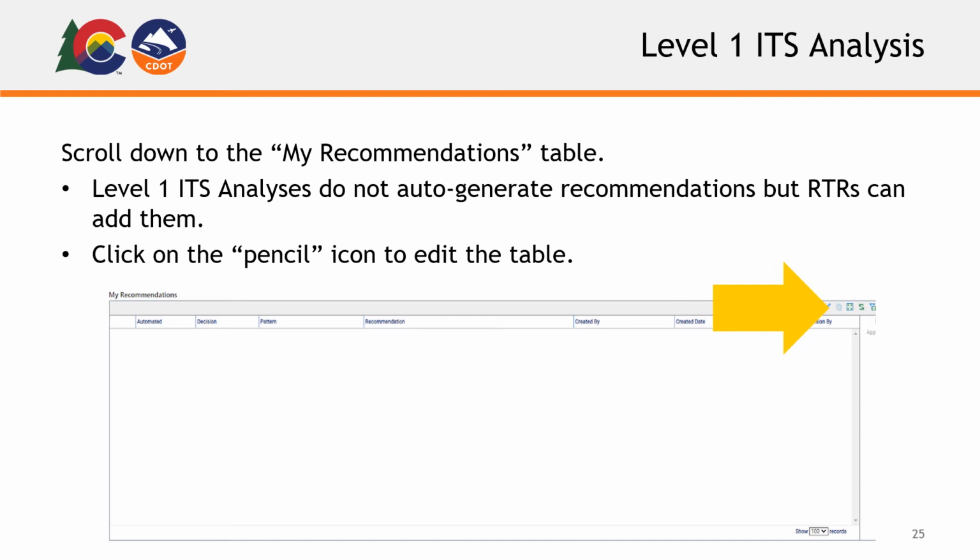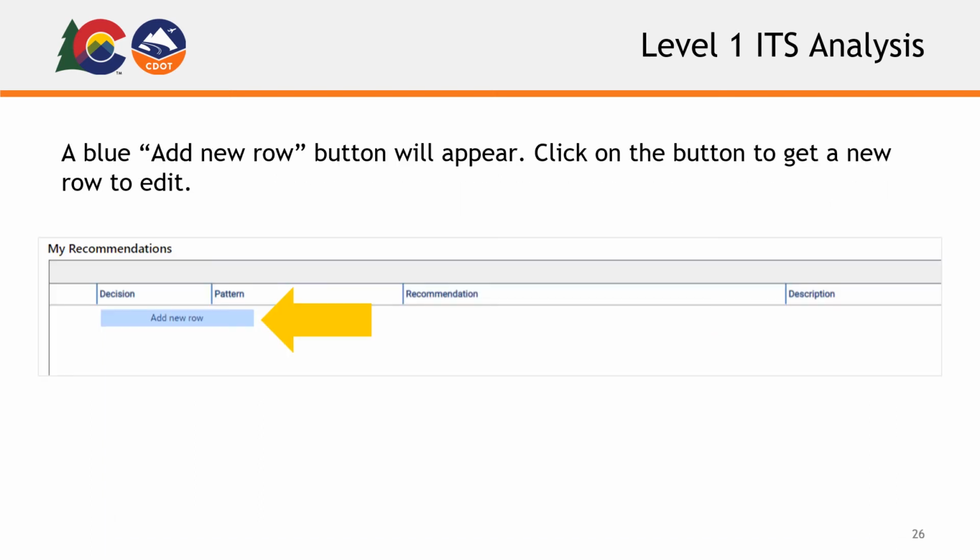Scroll down to the My Recommendations table. Level 1 ITS analyses do not auto-generate recommendations, but RTRs can add them. Click on the pencil icon to edit the table. A blue Add New Row button will appear. Click on the button to get a new row to edit.